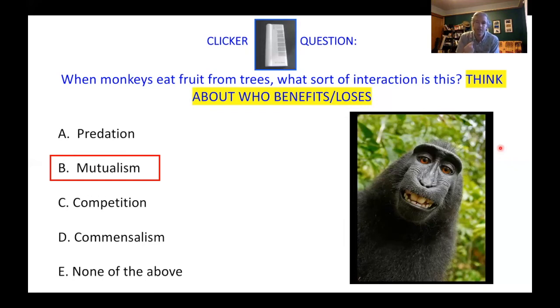So the tree is using the monkey as a seed disperser, so it can disperse to new areas. In addition, when that seed is pooped out, it is in poop. And poop is an amazing fertilizer. So that little seed is getting pooped out in a packet of fertilizer, and so it's increasing the chance it will germinate and do well. So although a monkey eating leaves would be predation because the tree is losing, when it's eating fruit, it's a mutualism because it's dispersing seeds and providing a service to the tree.